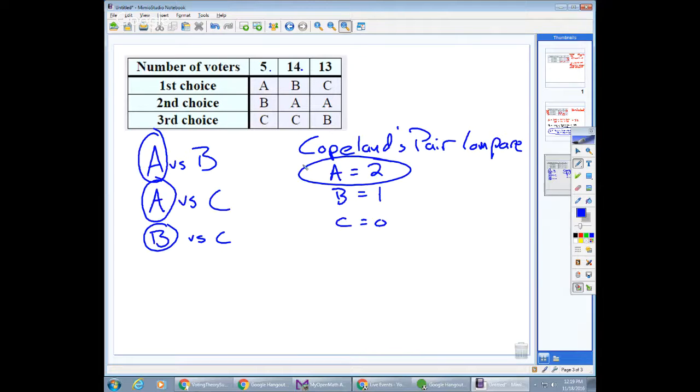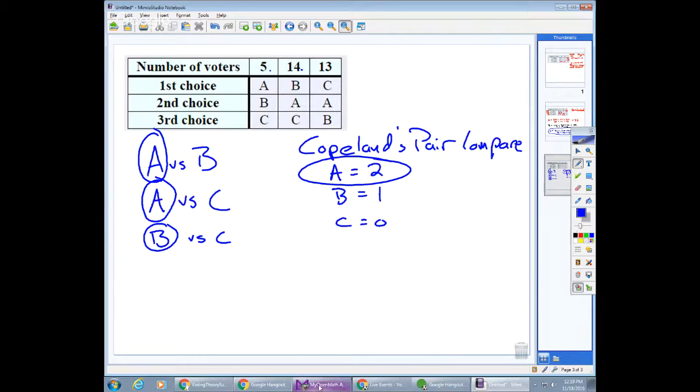Okay. Now notice what would happen if we did plurality. B would win in a plurality, right? So again, there are different methods people have come up with for dealing with these preference ballots, and they don't all agree. So somebody has to decide based on their beliefs what is most fair. Okay, and they all have their pros and their cons. So that's Copeland's method.